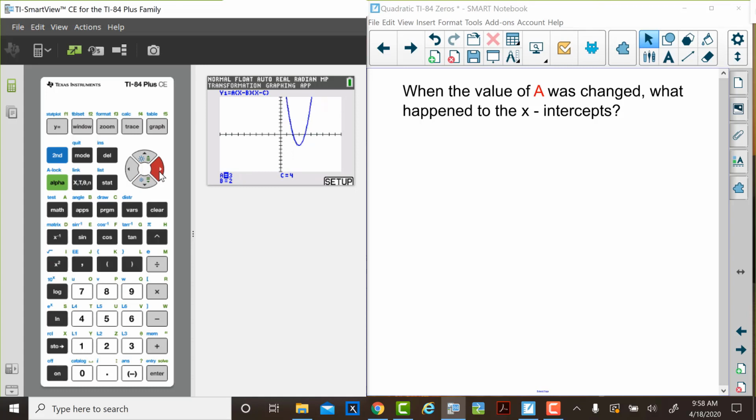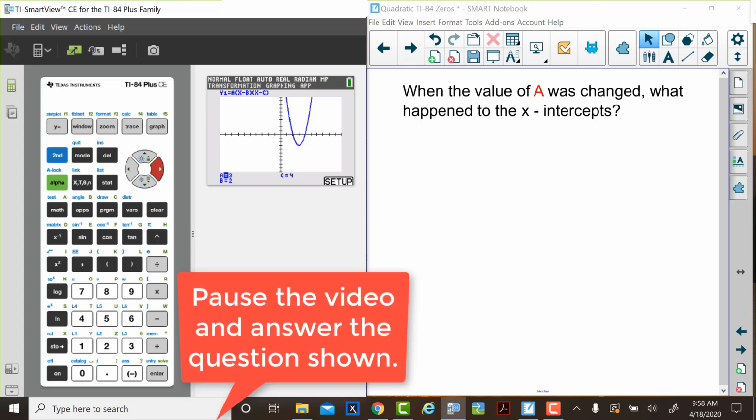So please pause the video and write down your thoughts about what happens to the x-intercepts as the value of a is changed. Return to the video after you've given your response.